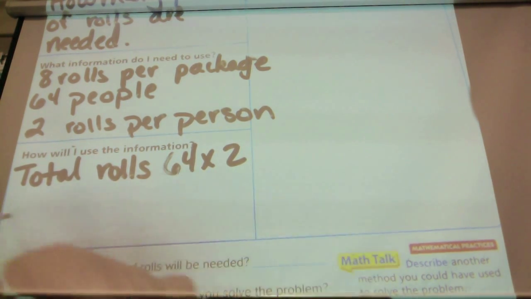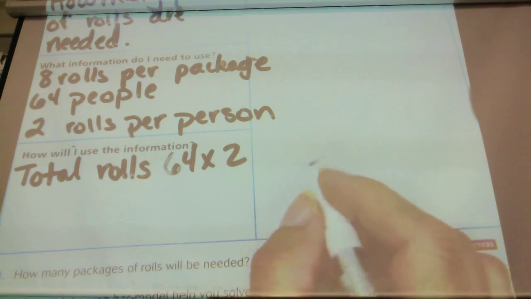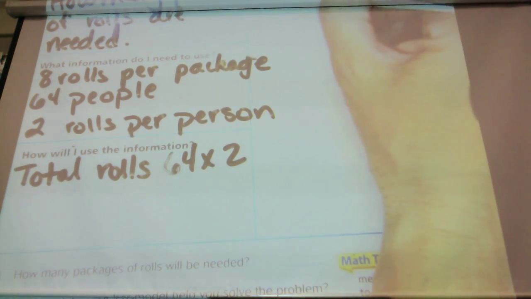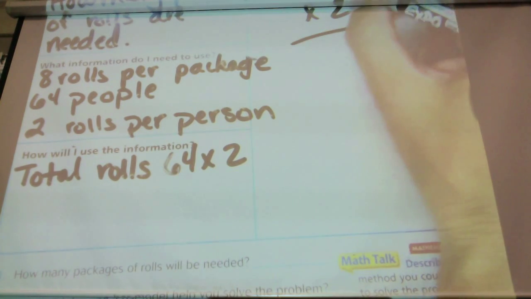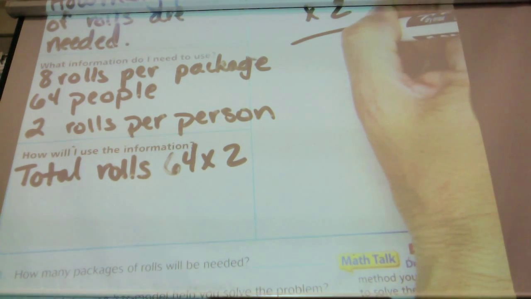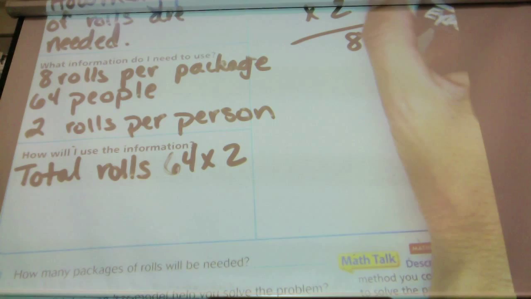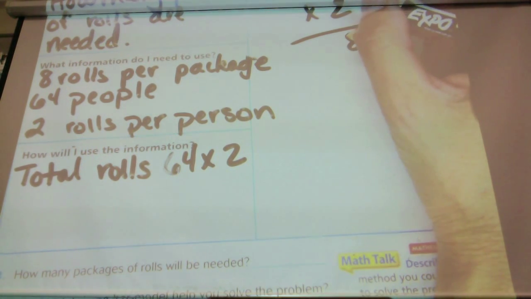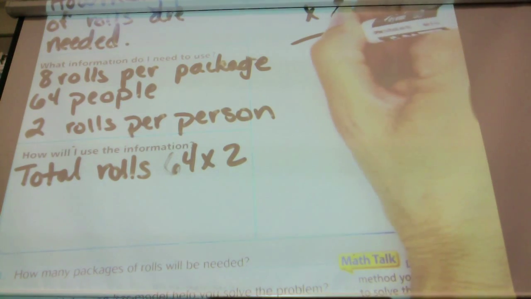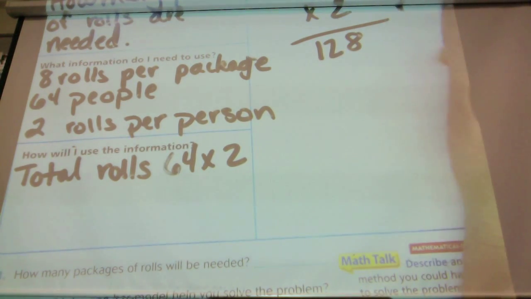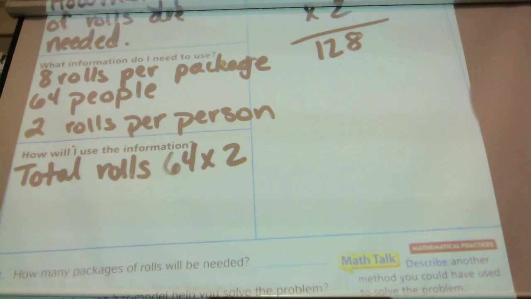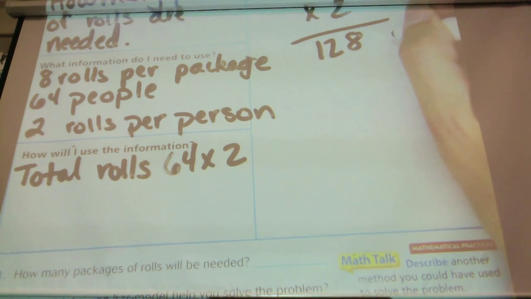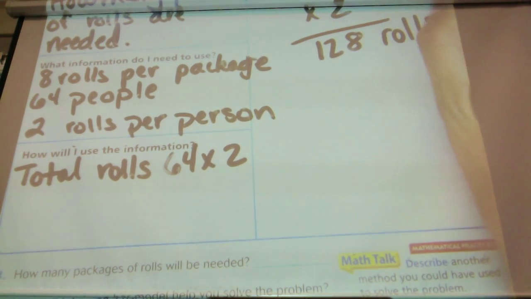Okay, so first of all, you need to find out how many total rolls you need. So we're going to do 64 times 2. We get 2 times 4 is 8. 2 times 6 is what, class? 12. I need 100% participation in the class. 128 what? Rolls. That's how many we need total.